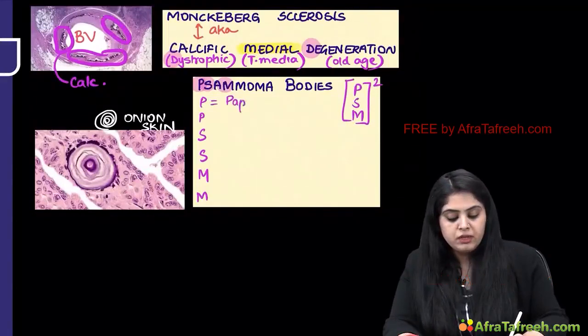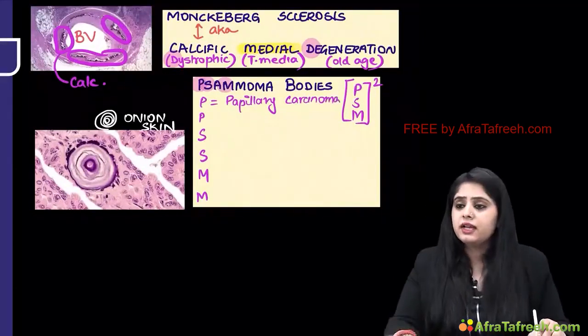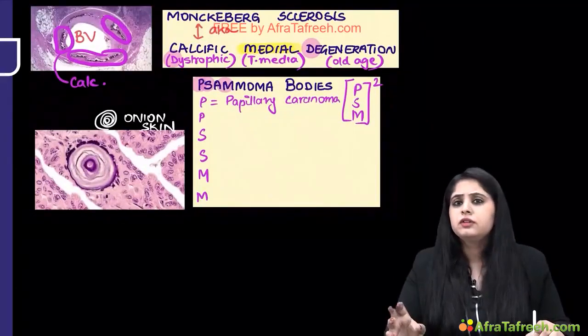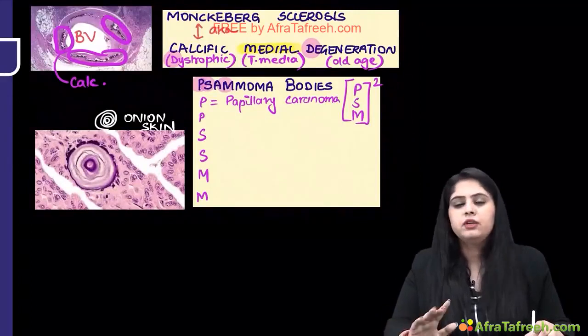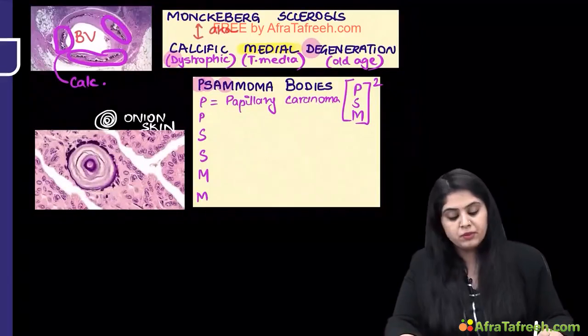So P for what? P for papillary carcinoma. Any papillary carcinoma of the body, guys. Papillary carcinoma, thyroid or brain or lungs or intestine or endometrium or ovary, kidney, any papillary carcinoma of the body is going to show you Psammoma bodies.